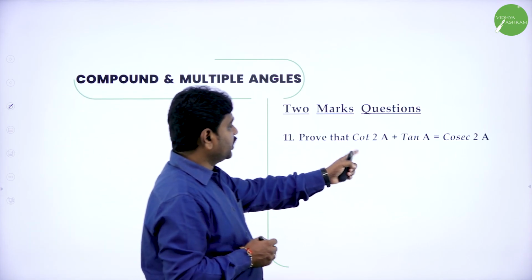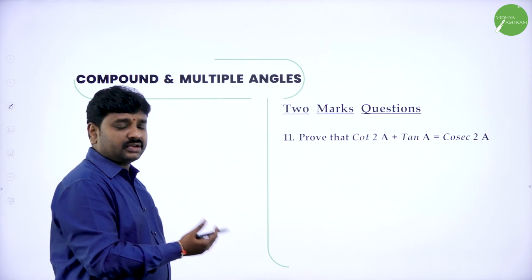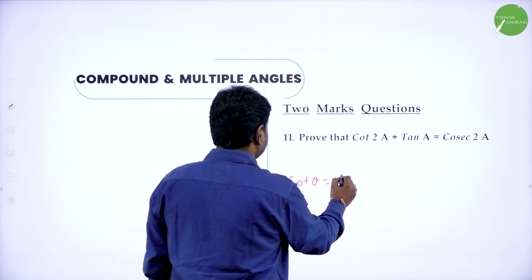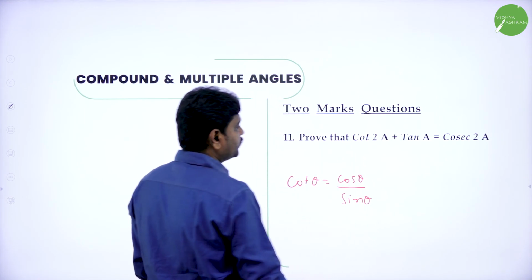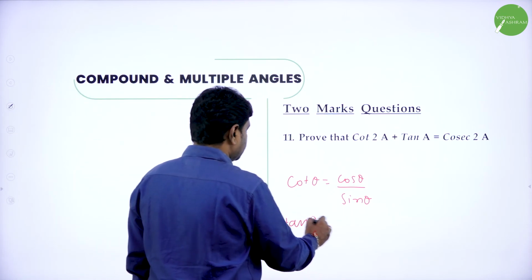Prove that cot 2a plus tan a is equal to cosecant 2a. So take LHS, simplify, you will get the answer. So you know cot theta can be written as cos theta by sin theta. That is the basic we use. Now and tan theta can be written as sin theta by cos theta.